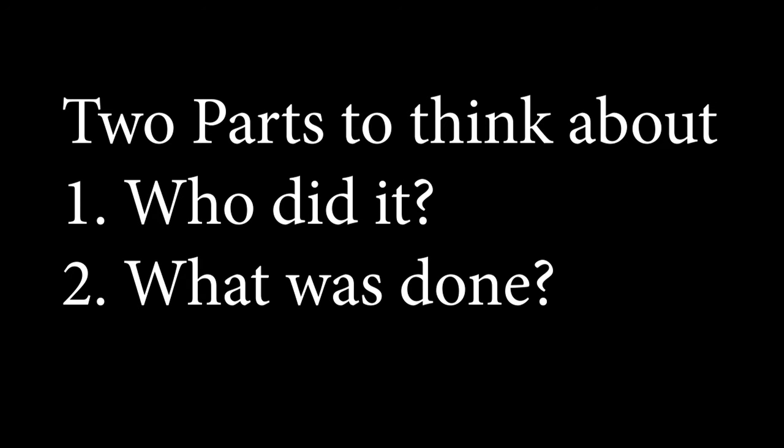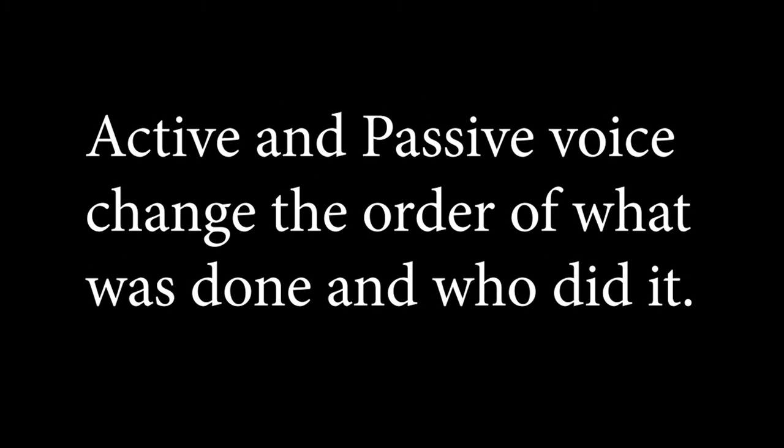Now, for there to be an action in a sentence, that also means that there has to be somebody doing that thing. Even if what is being done is very mundane, there is still something, a person, an inanimate object, a concept of nature that is doing that thing. Okay, so with active voice and passive voice, what's happening is we are messing around with the order of who is doing it and what was done.